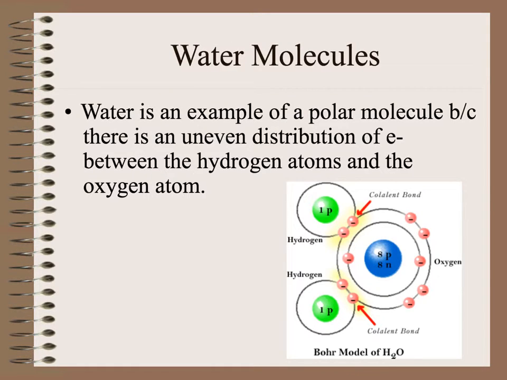Again, we're just reiterating that water is an example of a polar molecule because there's an uneven distribution of electrons between the hydrogen atoms and the oxygen atom. So they're sharing electrons, so that makes it covalent. It's just that they're sharing the electrons unequally, which makes it polar covalent.